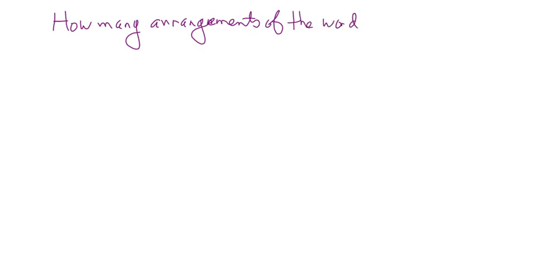And when we say arrangements, we mean distinguishable ones, right? Ones you can tell apart. Oops. Puppies. They're still running around the basement. So how many arrangements of the word puppies?